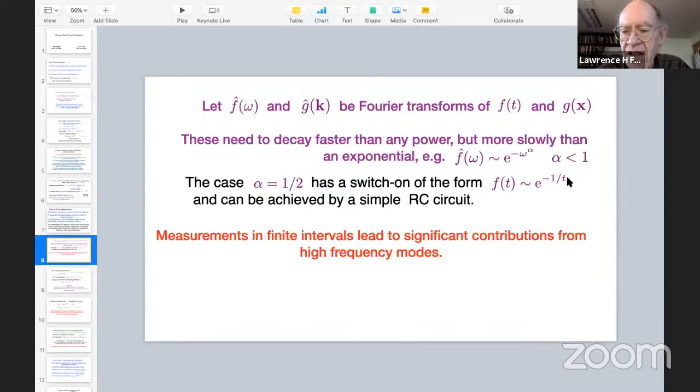So if you look at the function e to the minus 1/t, where right now t is a dimensionless time, as t goes to 0 from above, this function goes to 0 faster than any power. So it's strictly 0 at t equals 0 or before t equals 0. So this is an example of a function that switches on at time t equals 0. If you plotted this function, it is 0 at t equals 0, and then it rises up to a maximum and then falls off again.